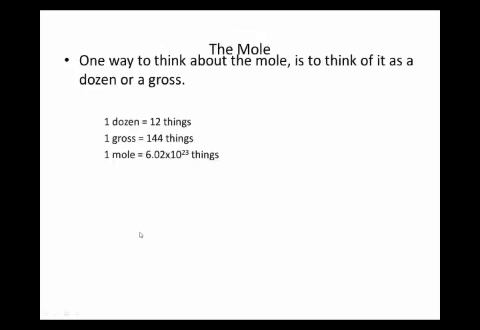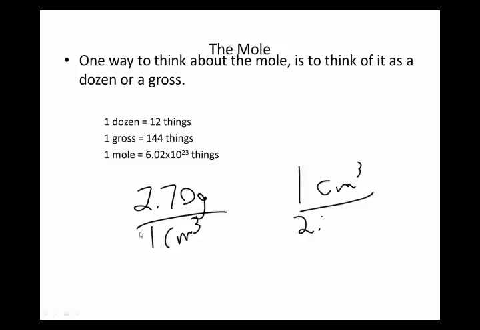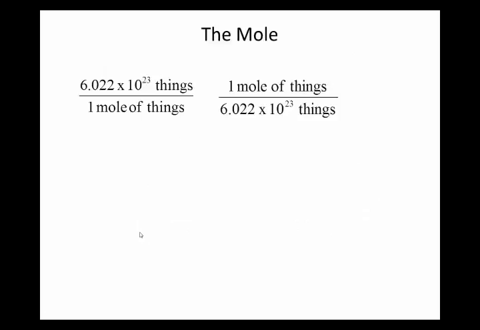So what is important here is we can now use this as a conversion factor. Remember, we talked about density, and if I have something that is 2.70 grams per cubic centimeter, I can use that as a conversion factor. Well, now I can actually use this value of moles as a conversion factor. So we can use these conversion factors, 6.02 times 10 to the 23rd things per mole, or 1 mole per 6.02 times 10 to the 23rd things.